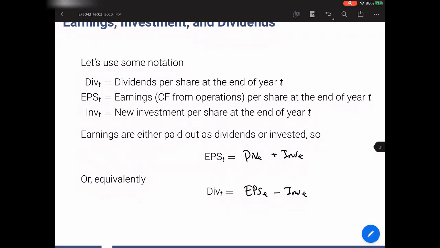Okay, so that's exactly what we're going to do. We're going to start with the dividend discount model. We're going to substitute div with EPS minus investments, and we will eventually arrive at a relationship for PE ratio and RE and ROI.